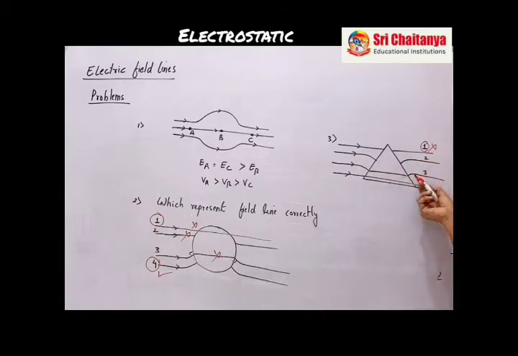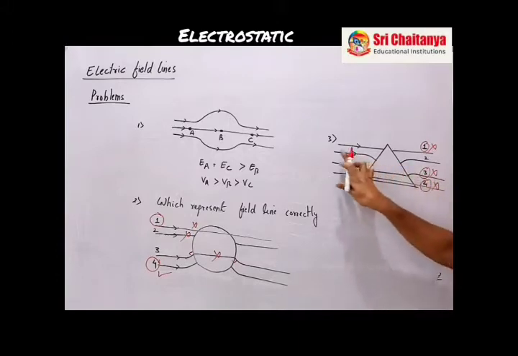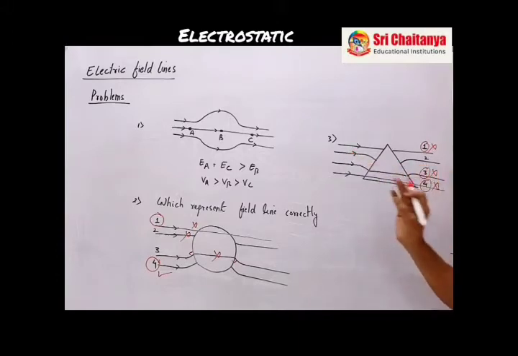Third one, similarly you can see third and fourth. If you see, third is present inside, this is not possible. Fourth is also present inside, this is also not possible. But second is possible. It is satisfying both conditions.